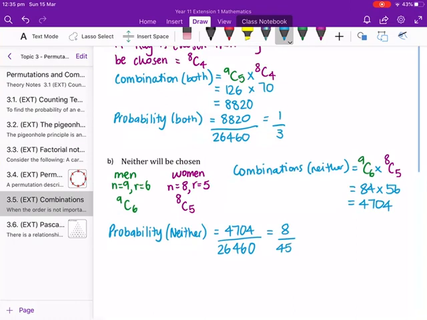So that is how we calculate combinations. If you are following the Margaret Grove textbook or Maths in Focus for Mathematics Extension 1, you do exercise 305.